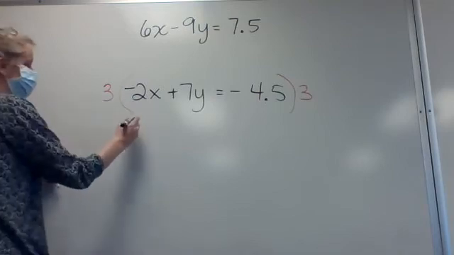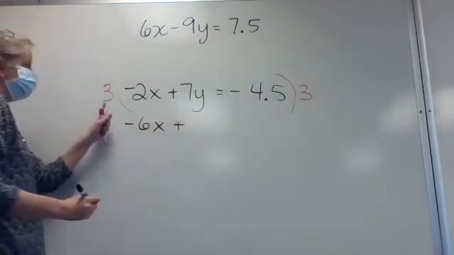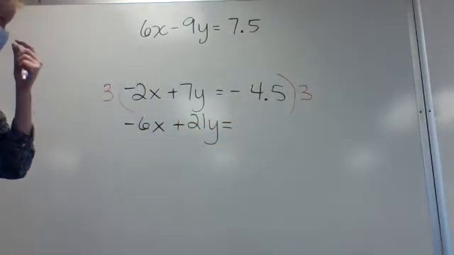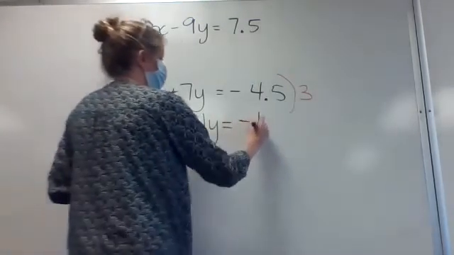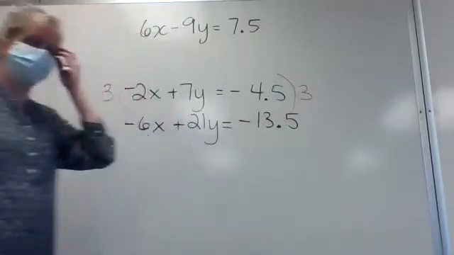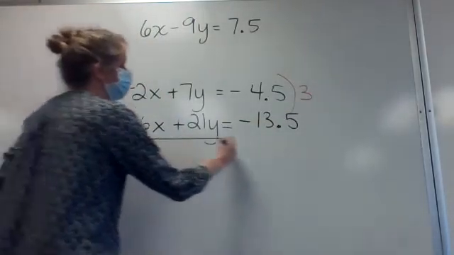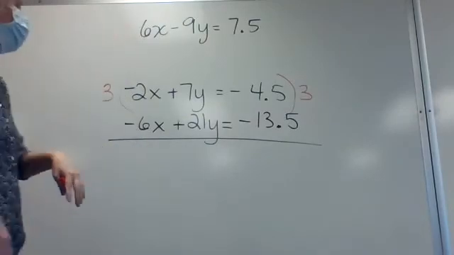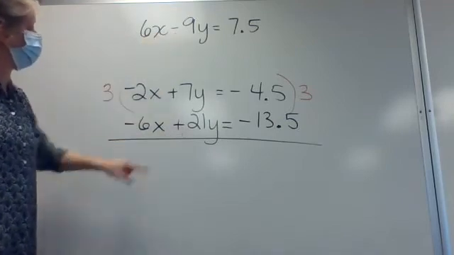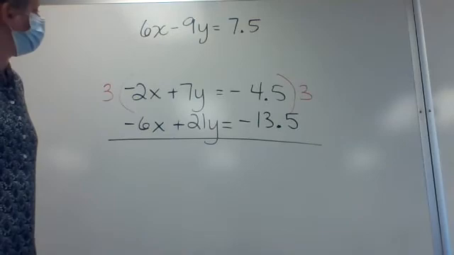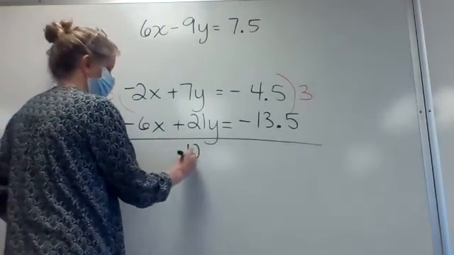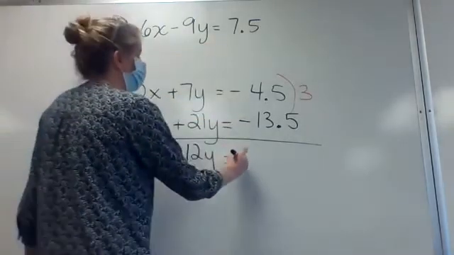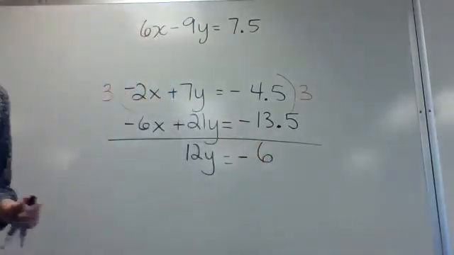So 3 times negative 2 gives me negative 6x. Plus 3 times 7 is 21y equals negative 13.5. So now add these two together because your x's this time will cancel out. Doesn't matter, just one of them has to cancel out. So negative 9 plus 21 gives me what? Positive 12. Equals 7.5 minus 13.5, which gives me negative 6.